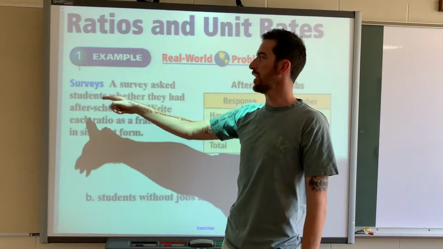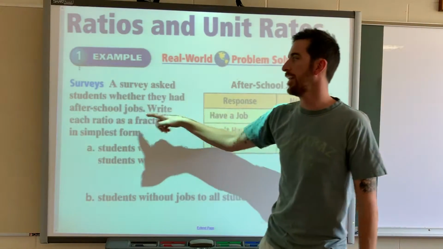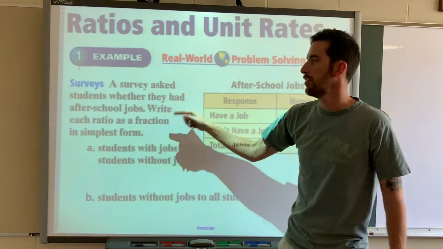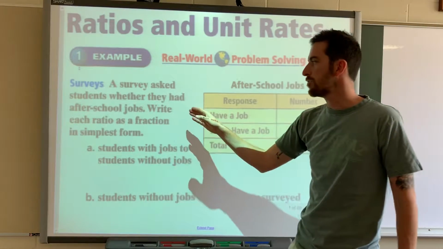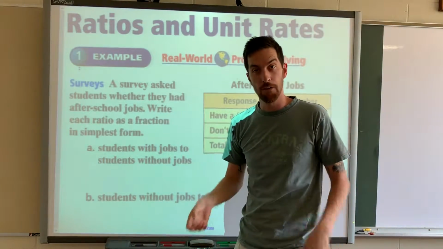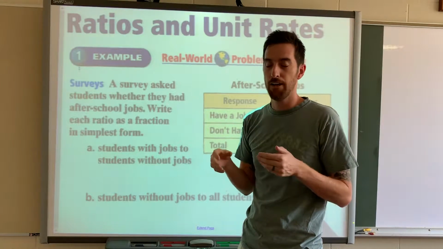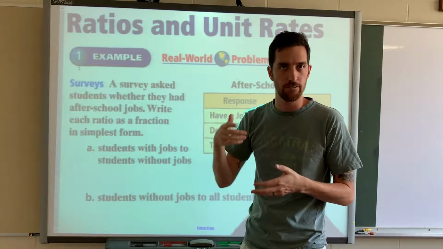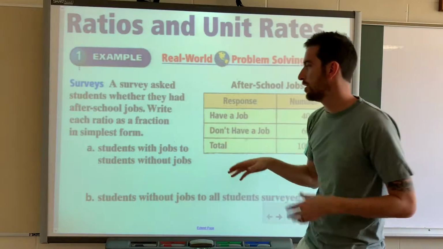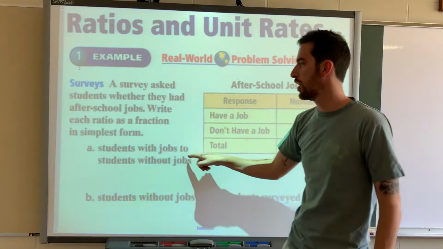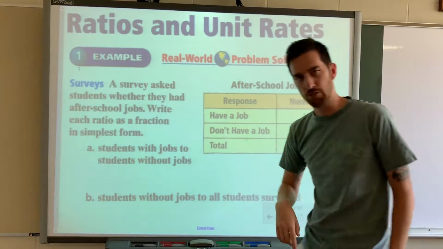A survey asked students whether they had after-school jobs. Write each ratio as a fraction in simplest form. So ratios are a way to compare two sets of data, and it is typically seen as a fraction. But we're looking for the students with jobs to students without jobs.